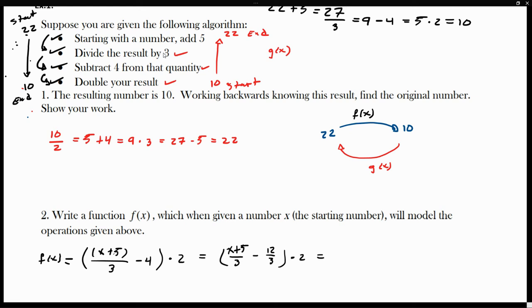So now if we combine like terms, I'm going to end up with x minus 7 divided by 3, and I still have to multiply by 2. So if we do this correctly, we're going to get 2x minus 14 all over 3. So this function that we just created is the function that did what this procedure in black was doing. And let's just call this f of x.